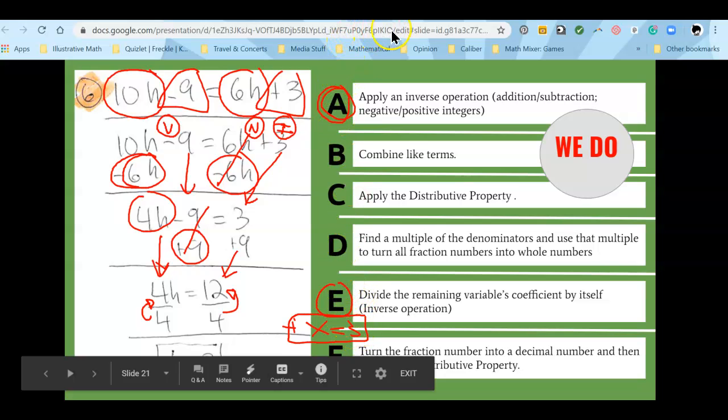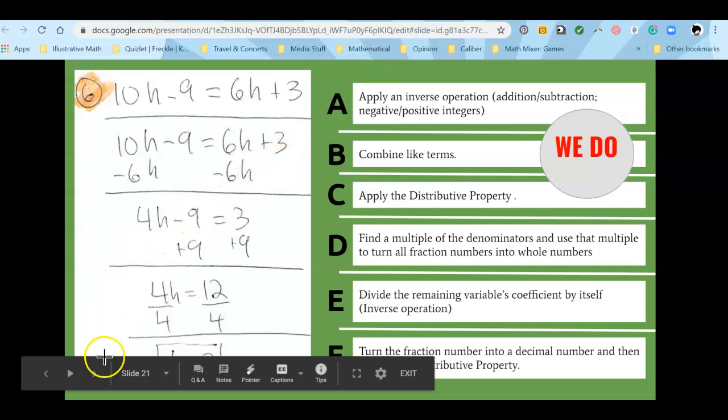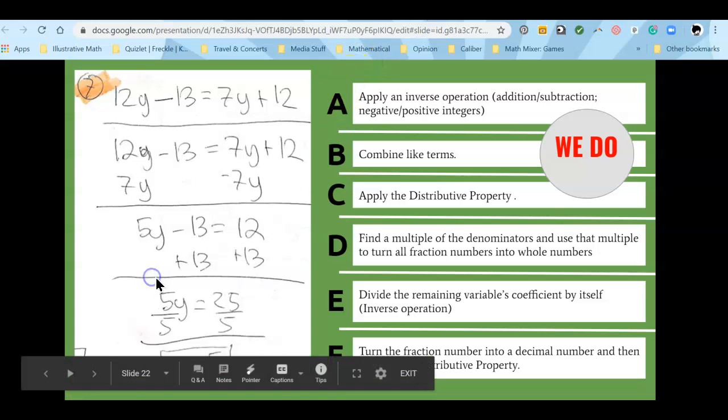So let's go ahead and erase. Take a look at a couple more examples here. So close out. Take a look at this one here.